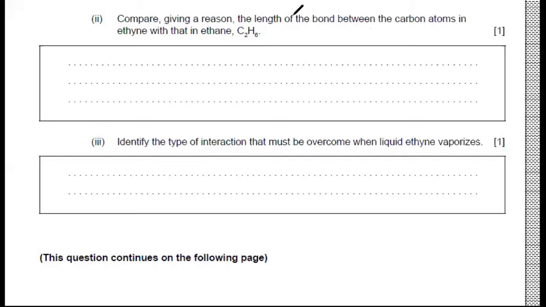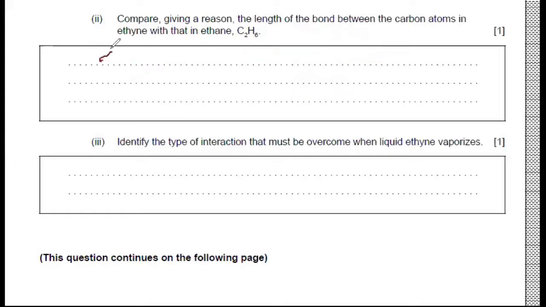Compare, giving a reason, the length of the bond between carbon atoms in ethyne with that of ethane. Ethyne is C triple bond C, with hydrogen on either side. Ethane is C single bond C, with hydrogens on either side. So here, between the carbon atoms, there are a greater number of bonds than here. This is the reason why ethyne has a shorter bond length than ethane.